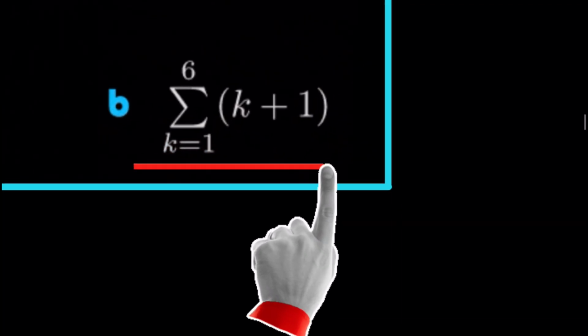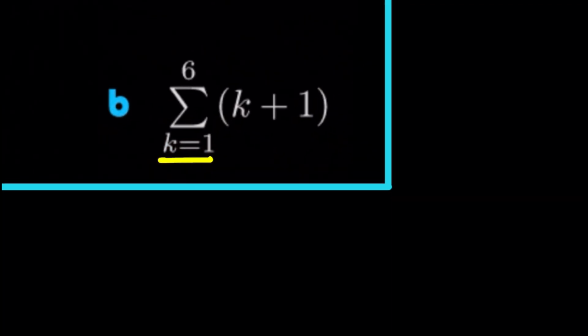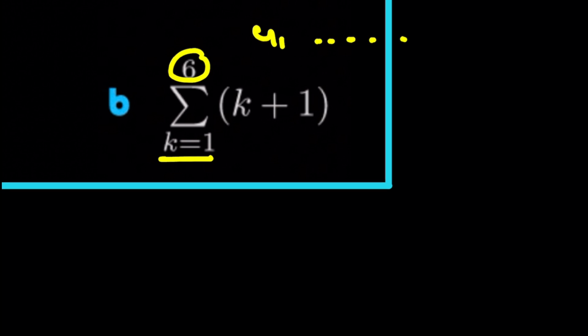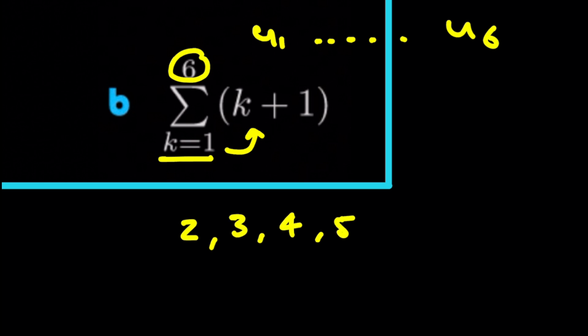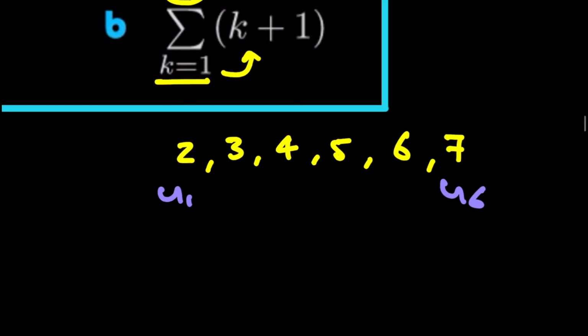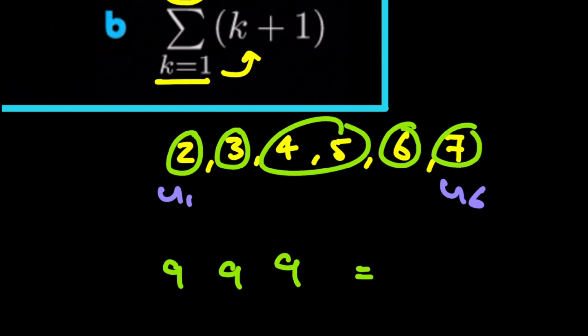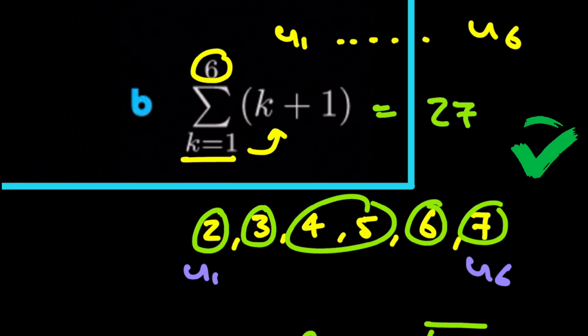On part B, it's asking us to start at term 1 again and go all the way to term 6. So we're adding term 1 all the way up to term 6. We start by substituting 1 into this, and that gives us 2. Now we substitute 2 in, and that gives us 3, and then 4, and then 5, and then 6, and then 7. There are our terms 1 all the way through to term 6. When we add those together, the total is 27. So the answer to this question is 27.